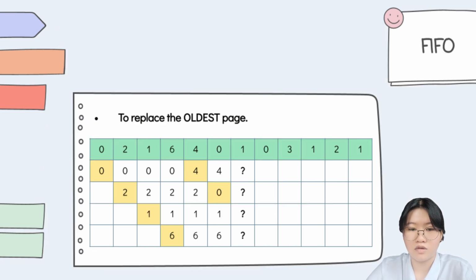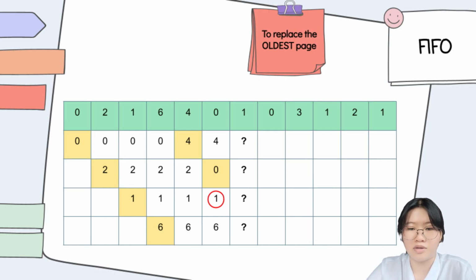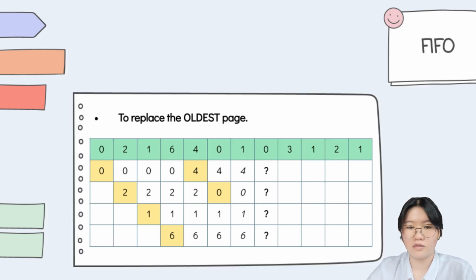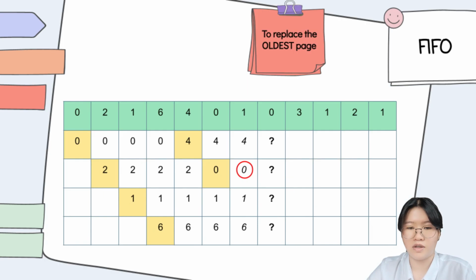Next, we're going to insert 1 again. But 1 is already in the memory, so we just insert the numbers like normal: 4, 0, 1, and 6 without any page 4. Now we're going to insert 0, but 0 is already in the memory. Just like we did before, we just insert the numbers 4, 0, 1, and 6 into each frame without any page 4.